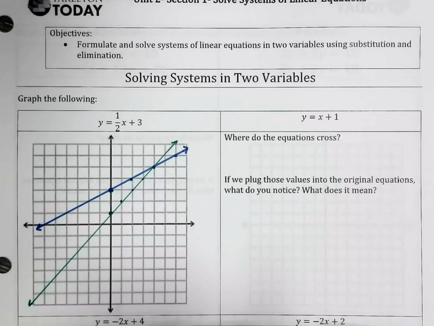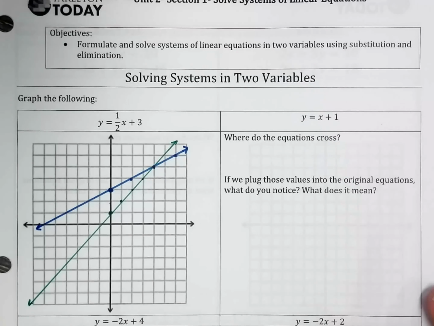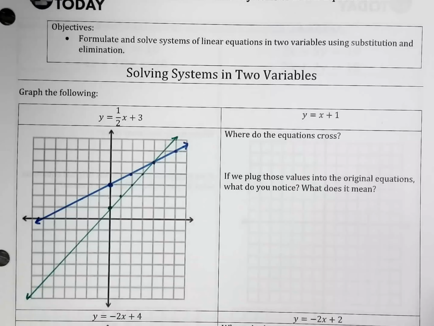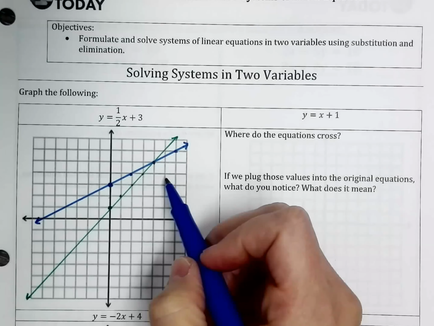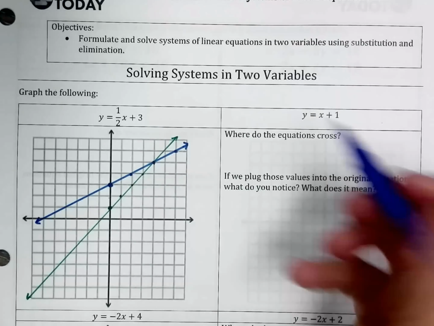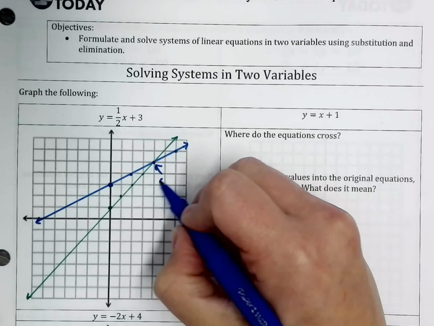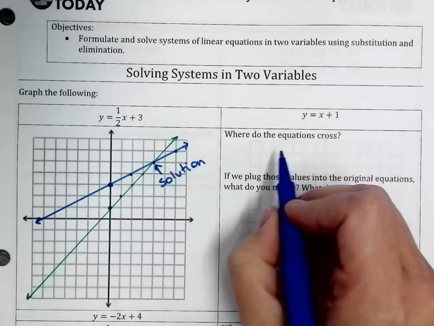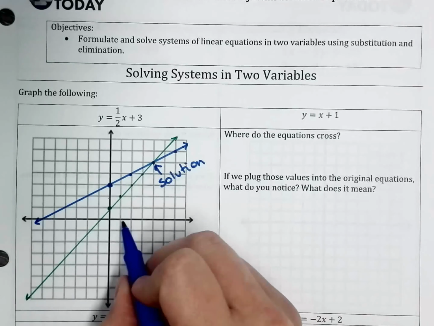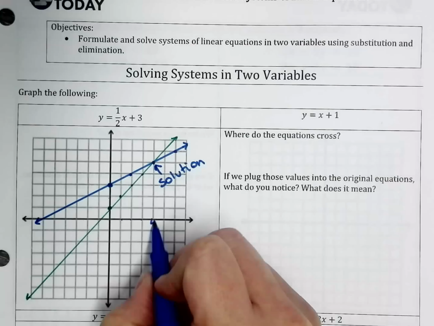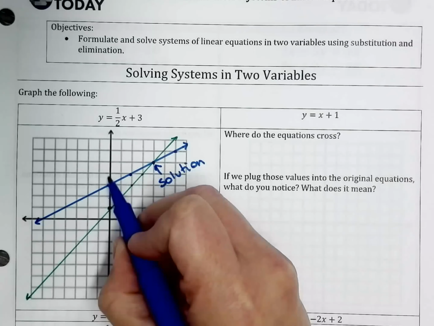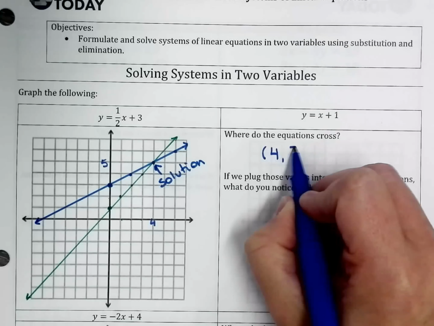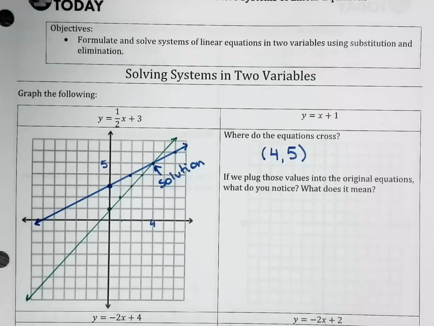So most of you already remember this from Algebra 1. When you're solving systems by graphing, the intersection between these two functions, that's a big deal. So that's going to be where your solution is. And that point, 1, 2, 3, 4, 1, 2, 3, 4, 5. So the intersection will be at 4, 5.